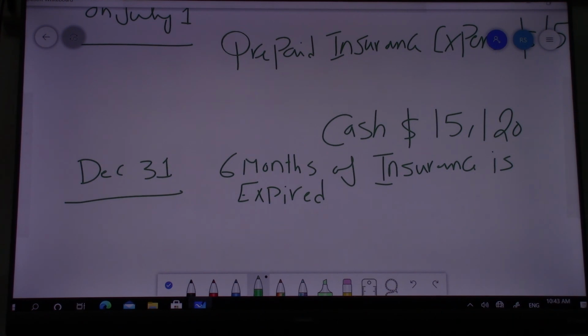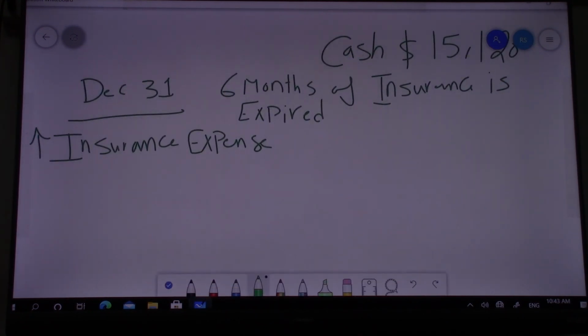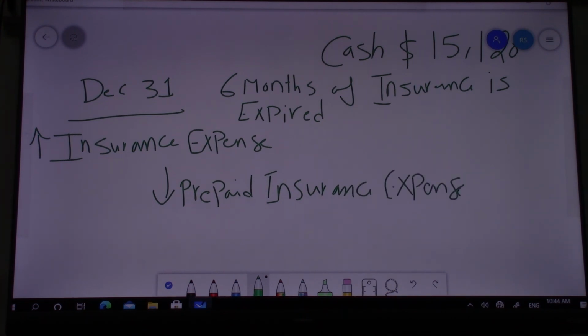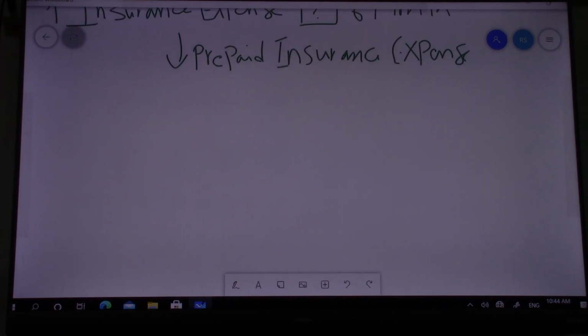So the adjusting entry will be insurance expense on the debit side. And at the same time, you should decrease prepaid insurance expense. But by how much? This is for 6 months only. Can we calculate this value? Yes.